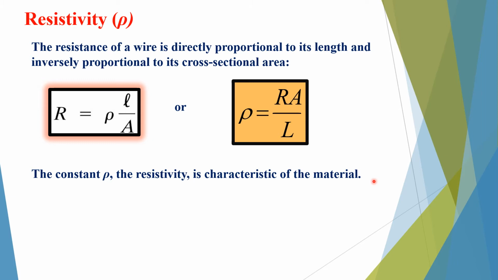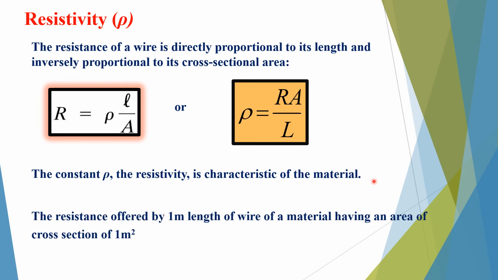If a wire is having cross-sectional area of 1 meter square and length of 1 meter, then by putting A is equals to 1 meter square and L is equals to 1 meter in the formula rho is equals to R into A divided by L, we will get rho is equals to R. That is the resistance offered by 1 meter length of wire of a material having an area of cross section of 1 meter square is a specific resistance of the material. The unit of specific resistance or resistivity is ohm meter.